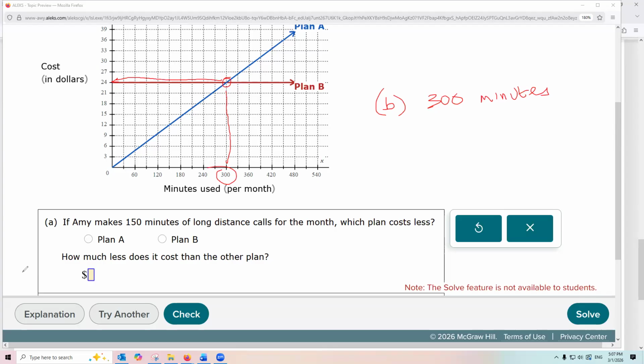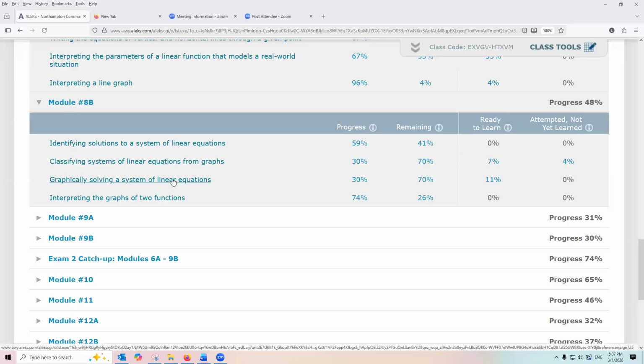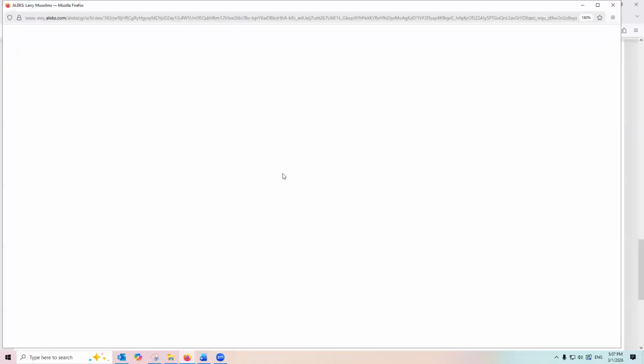All right. So notice what we did here. We found where the two lines intersected each other. And it turns out that's going to be useful when we go to do graphing. Let's go here, graphing a system.